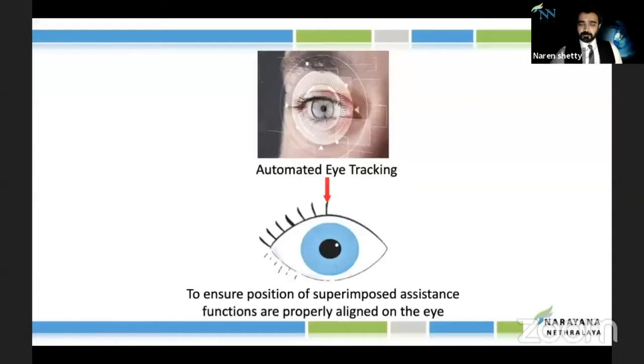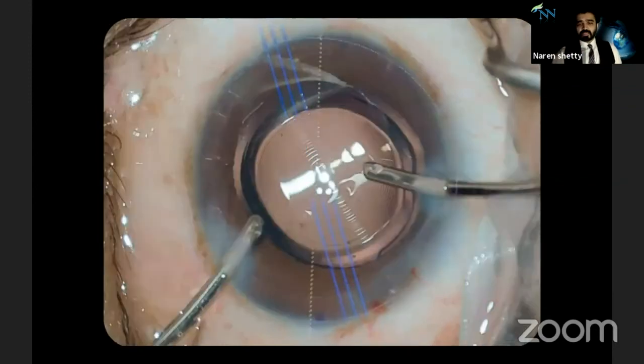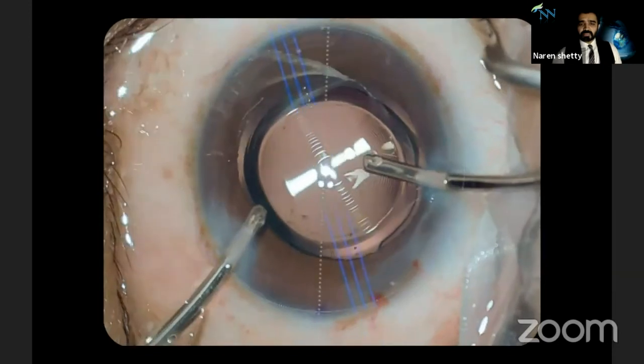It also has an automated tracking, so if the patient moves his eyes, you don't have to worry. You'll be rest assured the overlay will follow the eye. So this is how it looks when you're doing a surgery, where you can see this overlay of 3 lines. You just have to align the markings on the lens onto the overlay.